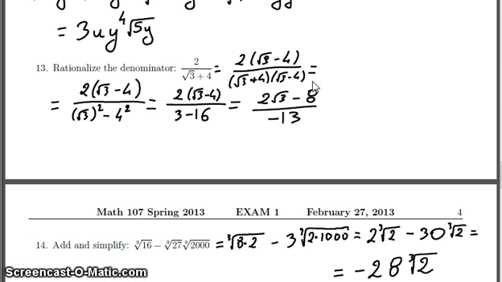Now in the denominator you have a difference of two squares, so that becomes square root of 3 squared minus 4 squared in the denominator. Numerator is just the old 2, times root 3 minus 4. So the denominator becomes 3, because the square root of 3 squared is 3, minus 16, that's negative 13. Then you expand the numerator, so it's 2 times root 3 minus 8.